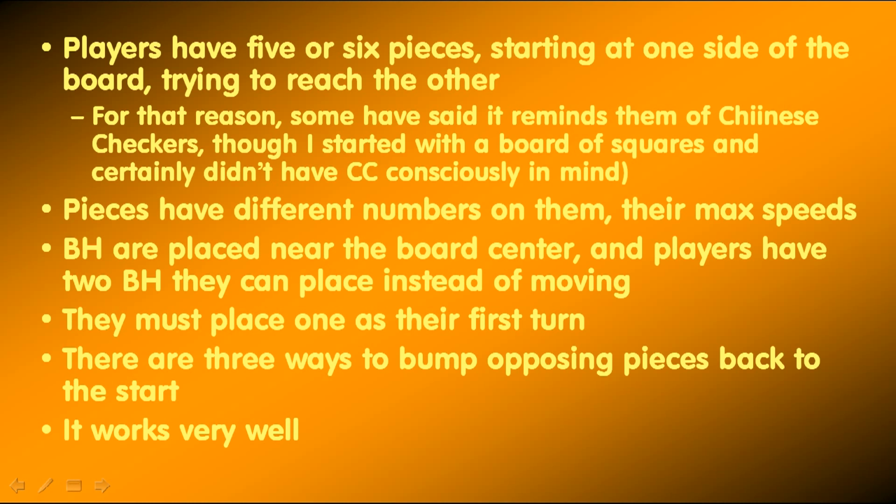Black holes are placed near the board center, neutral black holes you might say, and the players also have 2 black holes that they can place instead of moving, and they must place one on their first turn, so that provides a certain amount of variety in the board to begin with. There are 3 ways to bump opposing pieces back to the start, and it works very well.